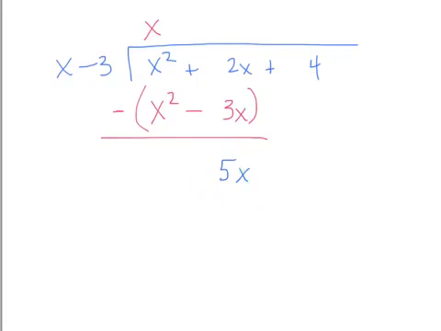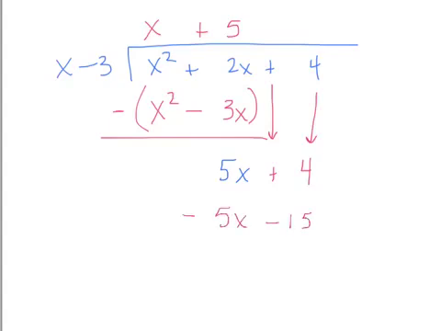We have to remember to bring down the next value. There's a positive here, so bring that sign down as well. So now we have 5x plus 4. The question now becomes, what quantity should be placed up here so that when multiplied by this, it gets rid of the 5x? Well, that would just be a 5. Because if I put 5 up here and distribute it to both of these terms, I get 5x minus 15. That goes right here.